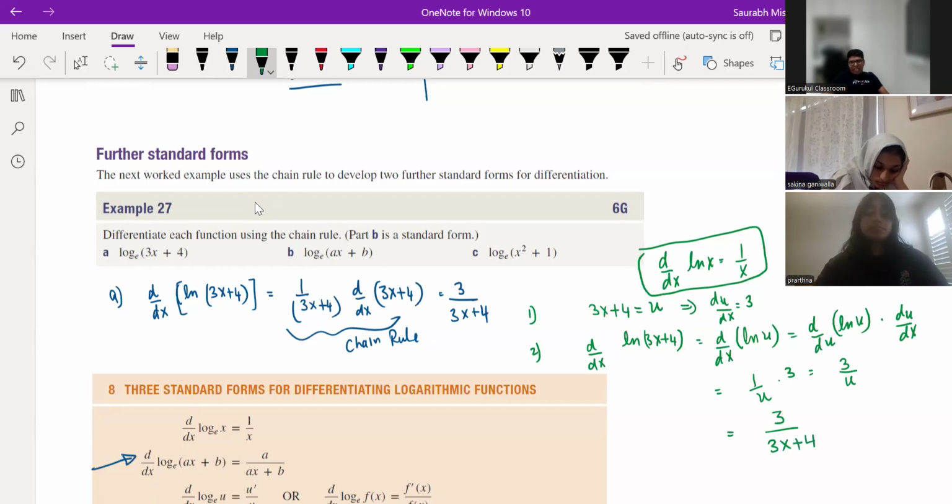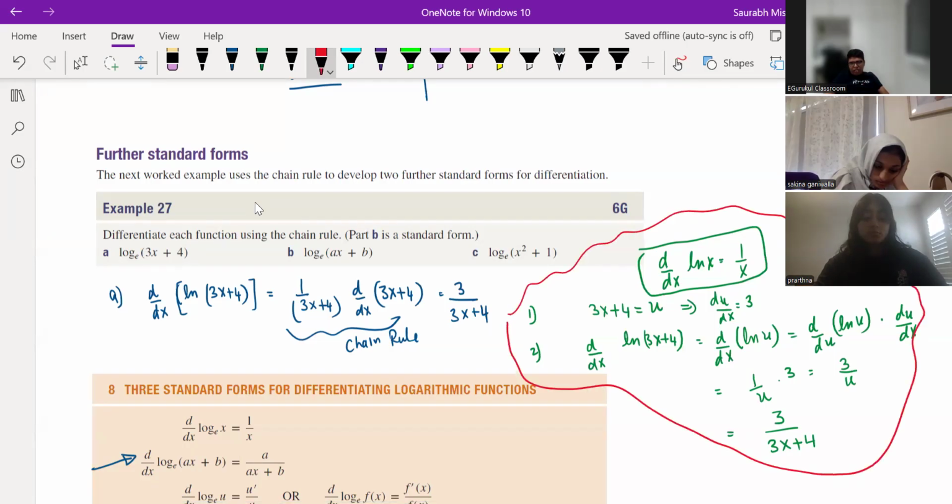So this is a standard method which is applicable everywhere. Integration, differentiation, called substitution method. But you can also remember this formula.